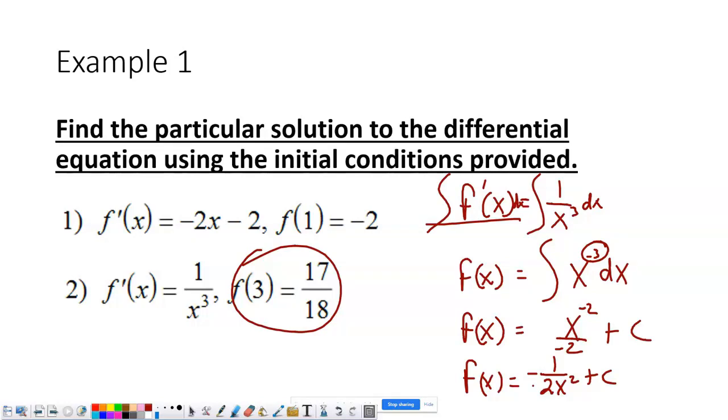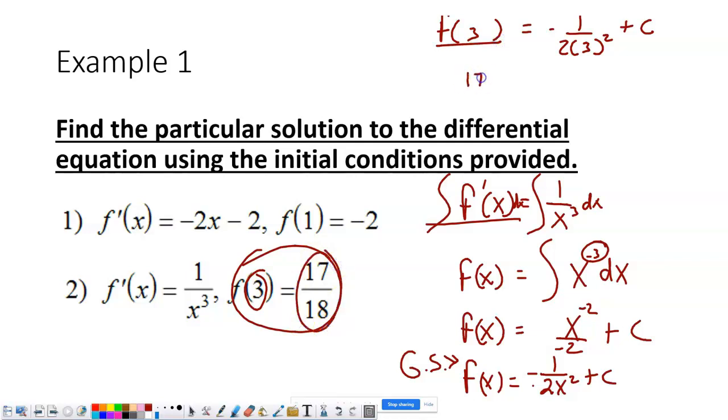Okay. Now let's go ahead and continue. So I've got my general solution right here. I'll abbreviate it GS. But now I want to find my particular solution. So the first thing I do now is I'm going to plug in my initial condition. Now my initial condition is what they gave me in the beginning of the problem. All right, so they told me that I'm plugging in 3 for the x, and f of 3 is 17 over 18.